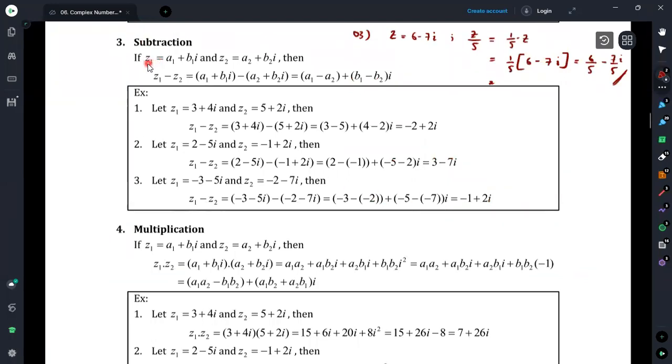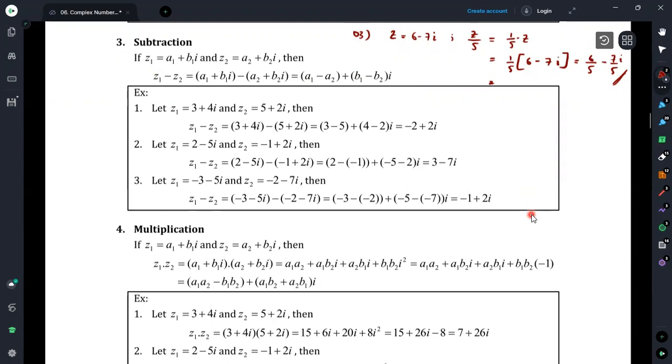Suppose that Z1 is defined as a1 plus b1 times i, and Z2 is defined as a2 plus b2i. Then if we need to get the subtraction of these Z1 and Z2, we'll get Z1 minus Z2. We can get it in a way that it is the subtraction of real parts and the subtraction of the imaginary parts separately. Therefore, a1 plus b1i minus a2 plus b2i, we'll get a1 minus a2, the subtraction of real parts, added to the subtraction of imaginary parts, b1 minus b2 times i.